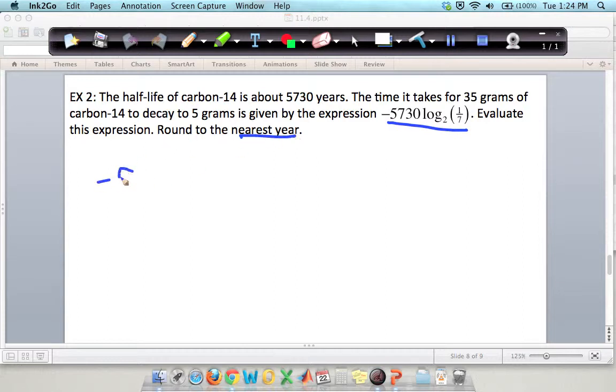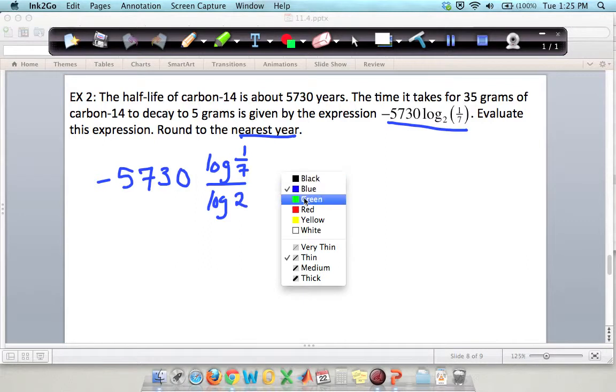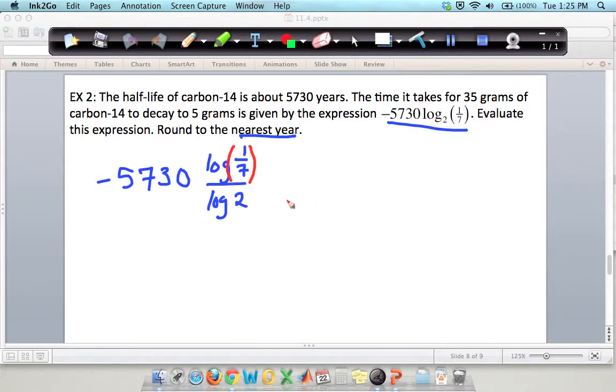So I have negative 5,730. Since it's base 2, I need to convert it. So this would be log of 1/7 over log of 2. Again, make sure you put this 1/7 in parentheses. Put this into your calculator, and I'm going to round to the nearest year, so I get 16,086 years.